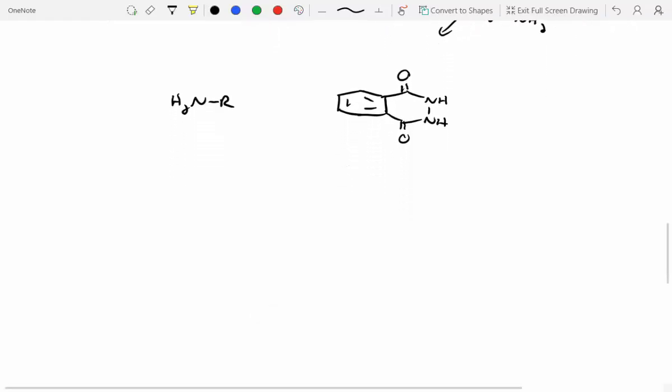All right, maybe we'll just end it there today. Tomorrow what we'll do is we'll talk about reductive amination, and we'll do a little bit of practice with synthesis.